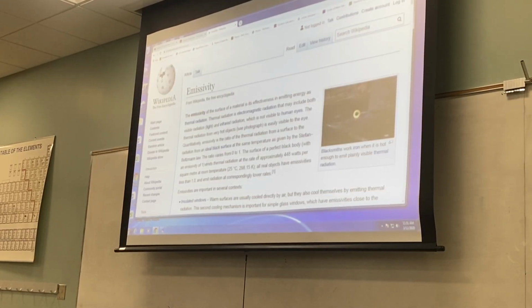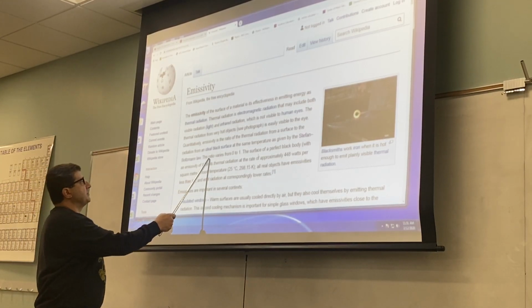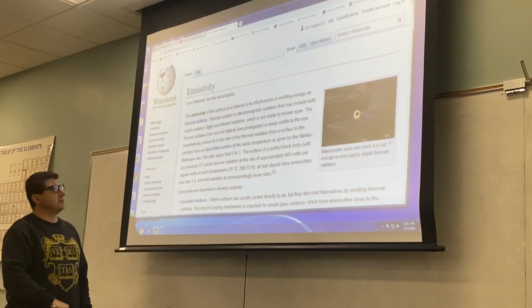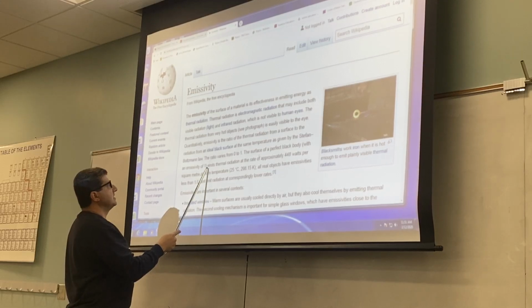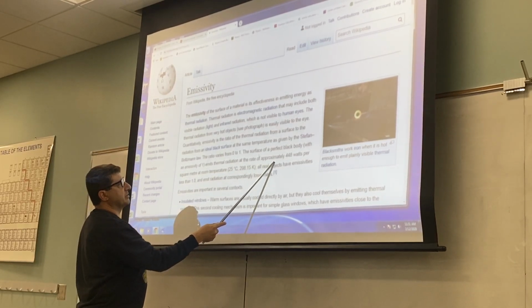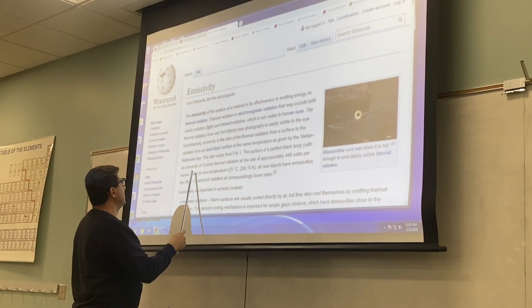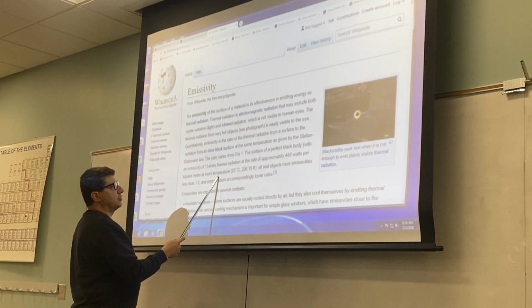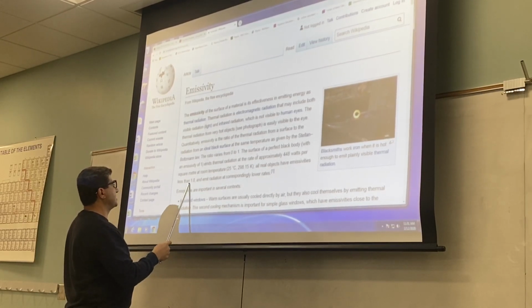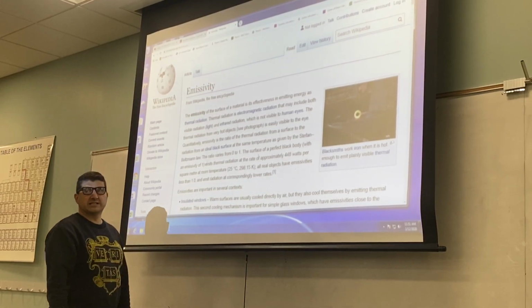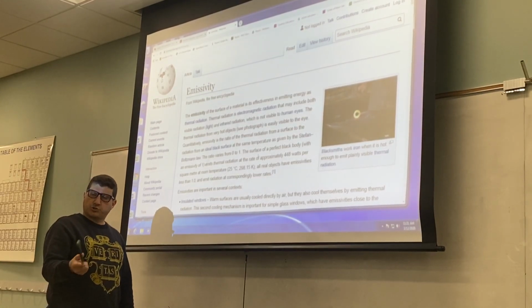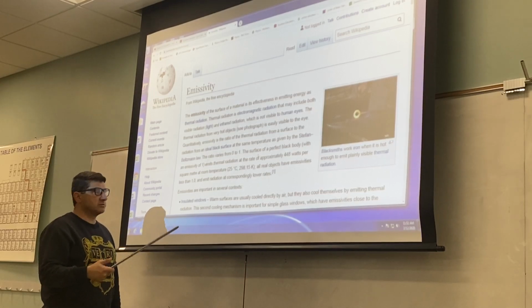The emissivity of a substance is its effectiveness in emitting energy as thermal radiation. And usually emissivity goes from 0 to 1. So the surface of a perfect black body with an emissivity of 1 emits thermal radiation at the rate of approximately 448 watts per square meter at room temperature. All real objects have emissivities less than 1 and emit radiation at correspondingly lower rates. So a black color object is as close to 1 as you can get, right?